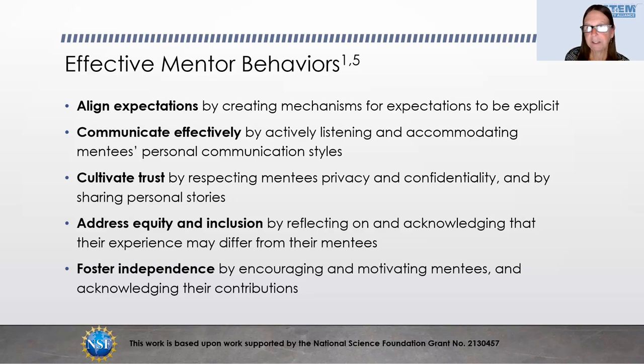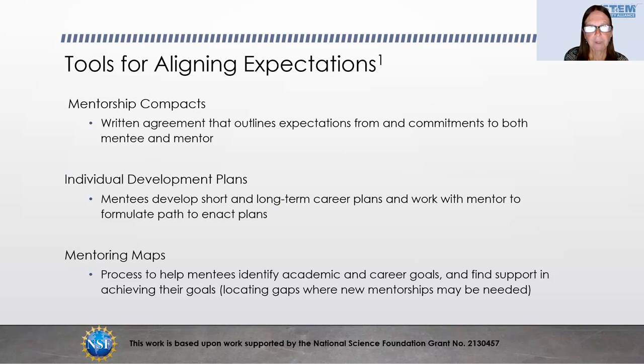All right, then we can go on to the next slide. Here, aligning expectations is so important, as Maddie brought up, and something that we may not always do in a very systematic way. One of the ways to do that is to develop a mentorship compact, which is a written agreement that outlines what the expectations are from both the mentor and the mentee. I'm just curious, do any of you do mentorship compacts? Raise your hand if that's something you do with your students.